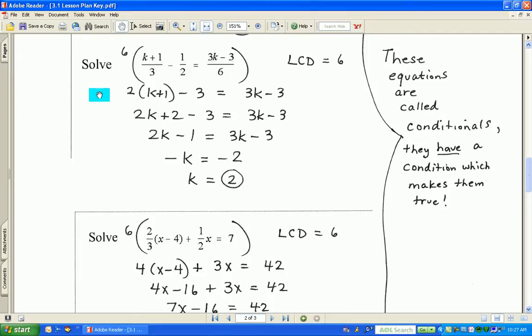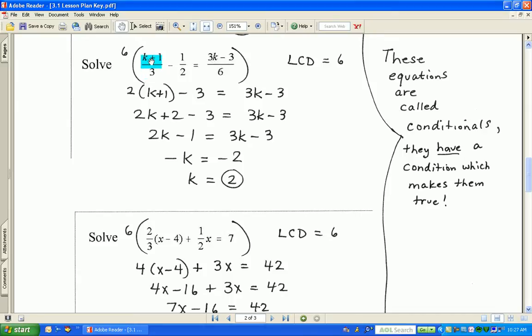Okay, ladies and gentlemen, we're continuing here with section 3.1. I'm going to refer to this video as 3.1 part 2. Now you'll notice this equation that we're asked to solve. 3 is in one denominator, 2 is in another, and 6 is in the third, so my least common denominator would be 6. What I'm going to do is multiply through by the LCD.